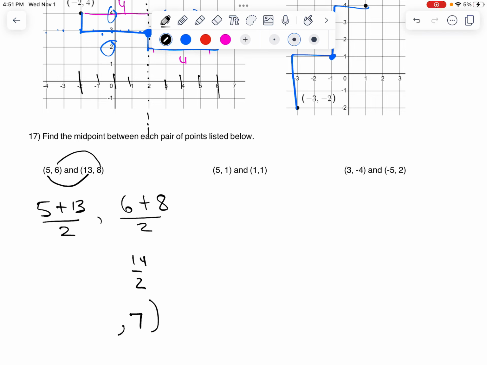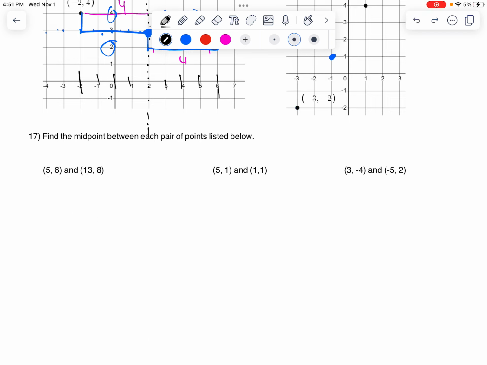So now let's do this one. 5 plus 13 is 18. 18 divided by 2 is 9. And now you have the point 9, 7. And it makes sense that 9, 7 works because 9 is going to be right in between those values. 5 plus 4 is 9. 9 plus 4 is 13. So the midpoint, again, guys, is the x value that's in between those x values and the y value that's in between those y values. Okay, go ahead and do this one.